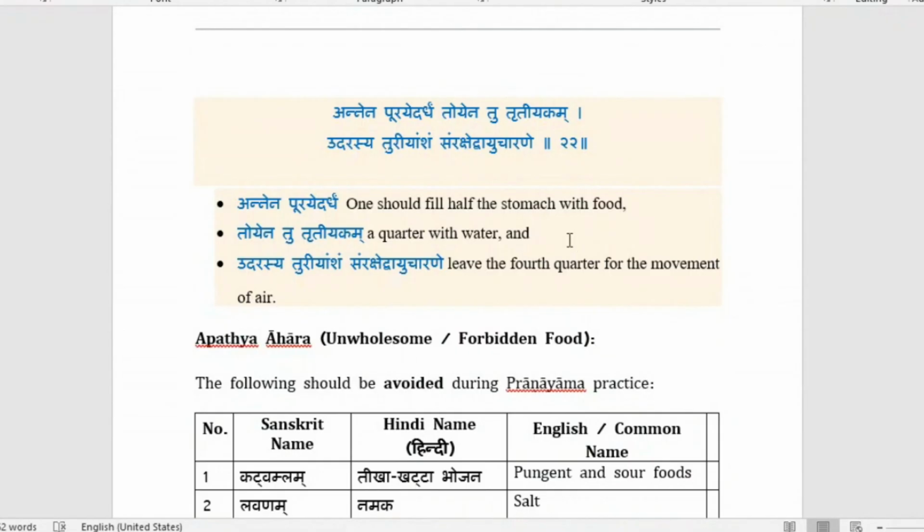Okay. Then Gherand Rishi is saying, Annena Puredardham Toina Chatrutiyakam Udarasya Turyamshamcha Sauraksheda Yucharane. So, how much should you eat? What should be the quantity of food that one should consume? If anybody remembers in Pradipika, what was told by Swatmaram Rishi? कितना आहार कैसे खा कितना खाना चाहिए? Anybody remembers? At that time I discussed it.